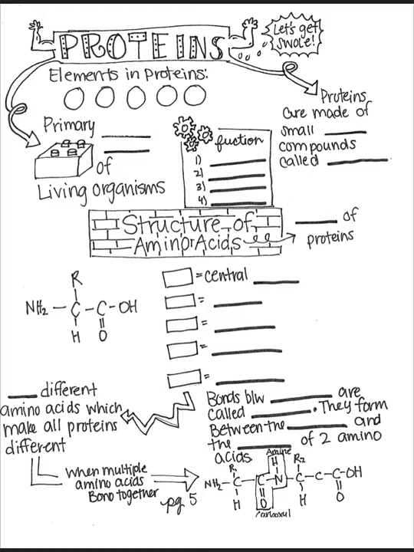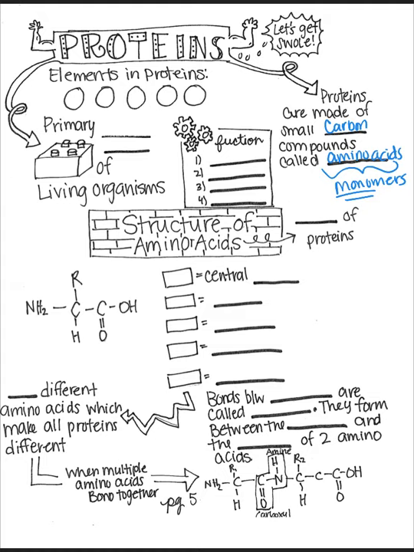So proteins are made of small carbon compounds that we call amino acids. Now, remember, amino acids are those monomers here. Okay? They're those single units. And this molecular picture that you see down here in the structure, that's the monomers.